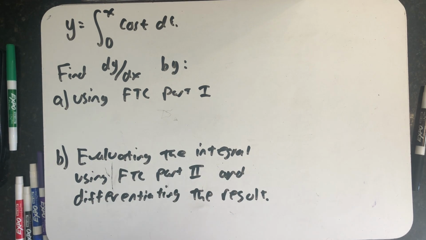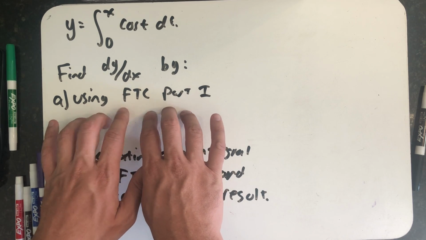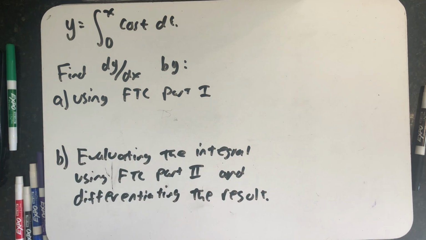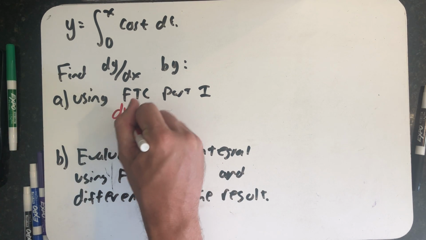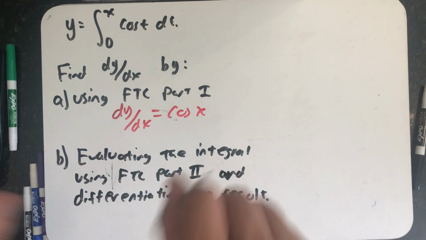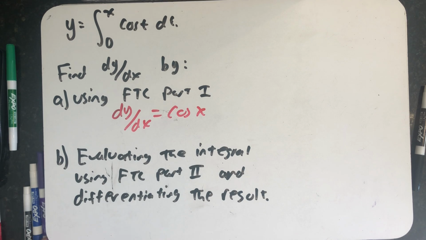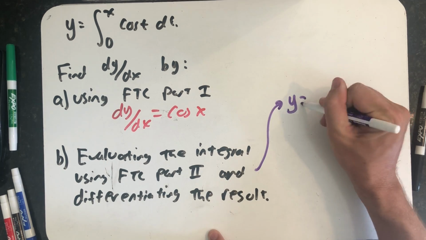The idea here is to more convince us that the fundamental theorem of calculus part 1 really works and gives us an easy means of differentiating this function. Because just applying the fundamental theorem part 1 says dy/dx is cosine of x. Okay, so let's use the fundamental theorem of calculus part 2 to rewrite my original function.